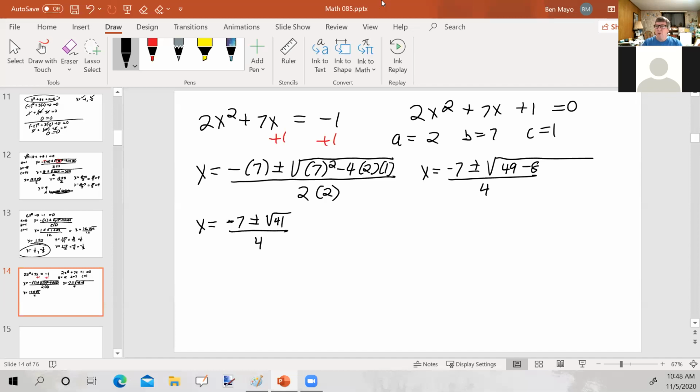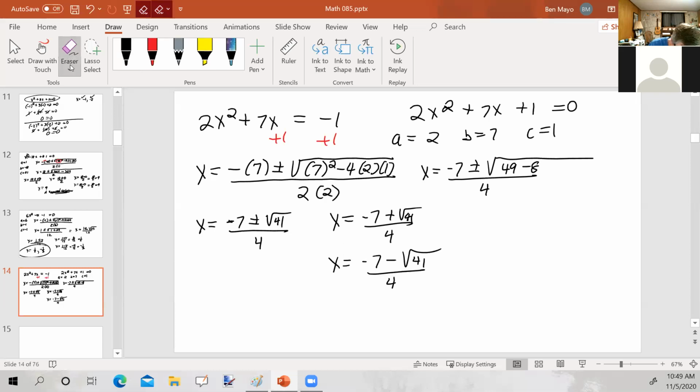Now, the square root of 41 doesn't simplify any further. 41 doesn't contain any perfect square factors other than just a 1, which doesn't get us anywhere. In fact, 41 is prime. So that's as far as I can go to get exact answers. So my two exact answers would be x equals -7 plus the square root of 41 all over 4, x equals -7 minus the square root of 41 all over 4. See if I can clean that up a little bit.